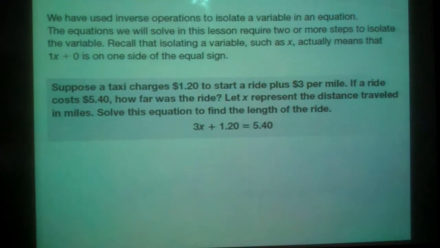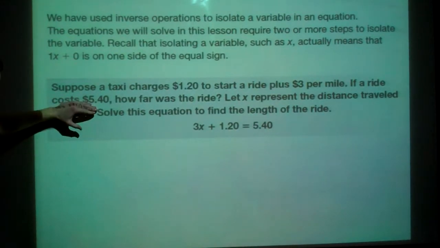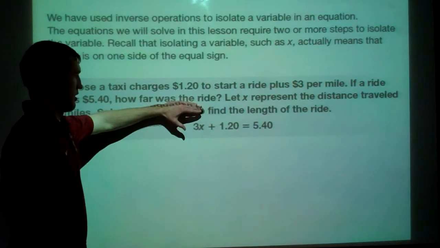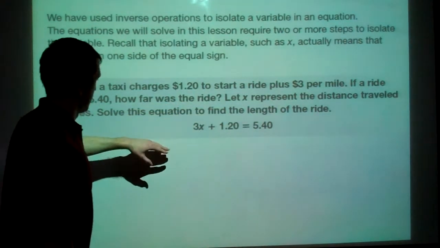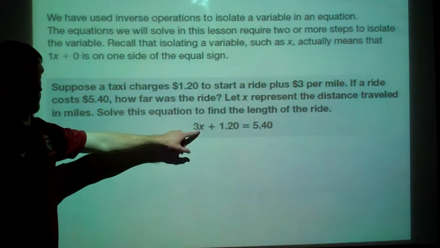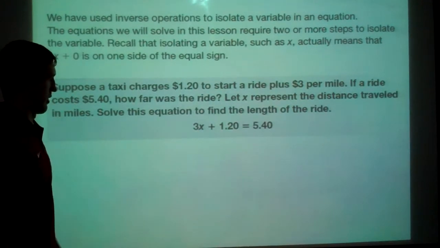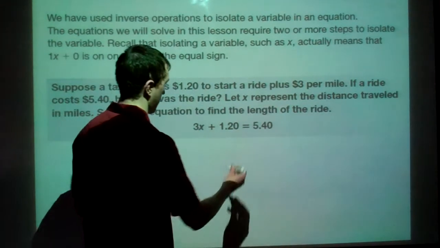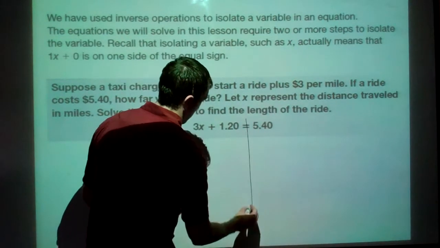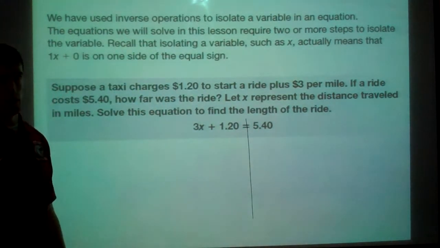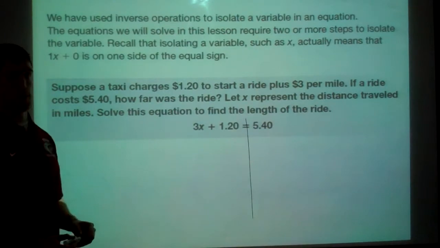They set up an equation for us. It says a taxi charges $1.20 to start a ride, plus $3 per additional mile. So if the ride costs $4.50, how far was the ride? It says that x represents the distance traveled, $3 for every additional mile. And we're going to solve for x to figure out how far it went. Alright, so remember, whatever we do to one side of the equation, we want to do to the other side to keep things balanced.